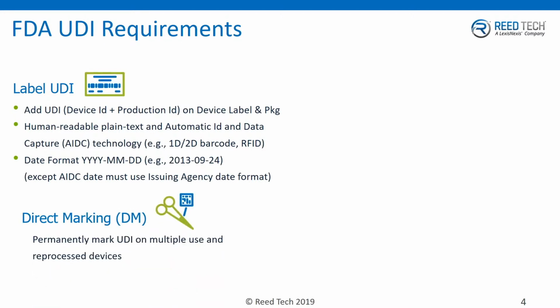Underneath the labeling, there's a regulation or a requirement that affects a subset of devices called direct marking. This means that the UDI in either human readable or machine readable form needs to be physically on the device, whether that be molded on, etched on, or printed onto it. Devices that are affected by that go through reprocessing and then are used on a new patient.